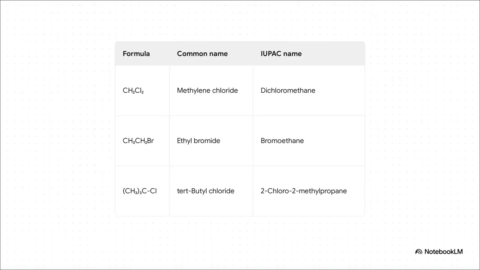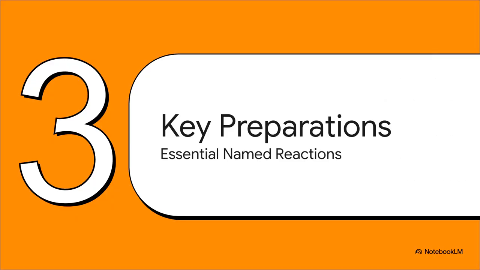Let's look at some examples to really nail this down. See, CH3CH2Br has the common name ethyl bromide, but its IUPAC name is bromoethane. Similarly, the common name for (CH3)3C-Cl is tert-butyl chloride, but its proper IUPAC name is 2-chloro-2-methylpropane. Just remember to always find the longest chain and start numbering from the end that gives your substituent the lowest possible number.